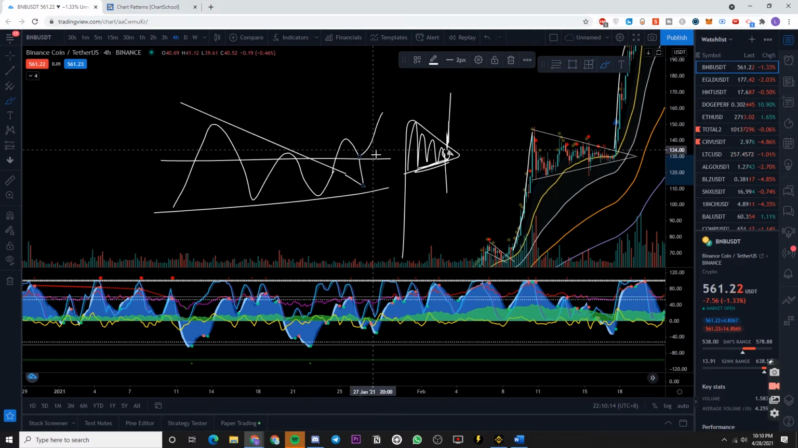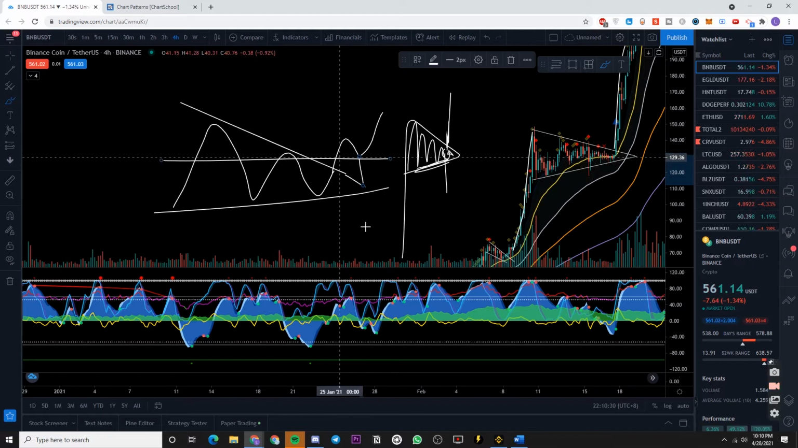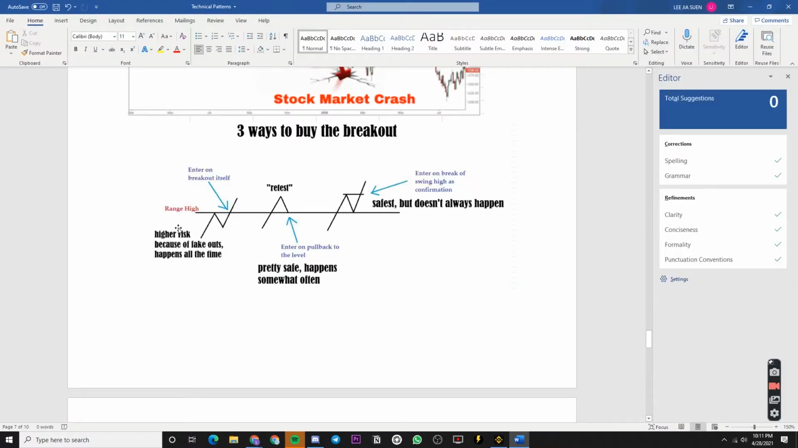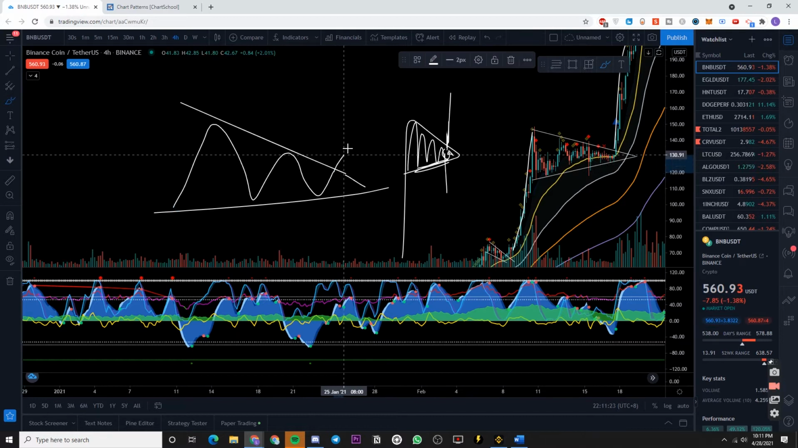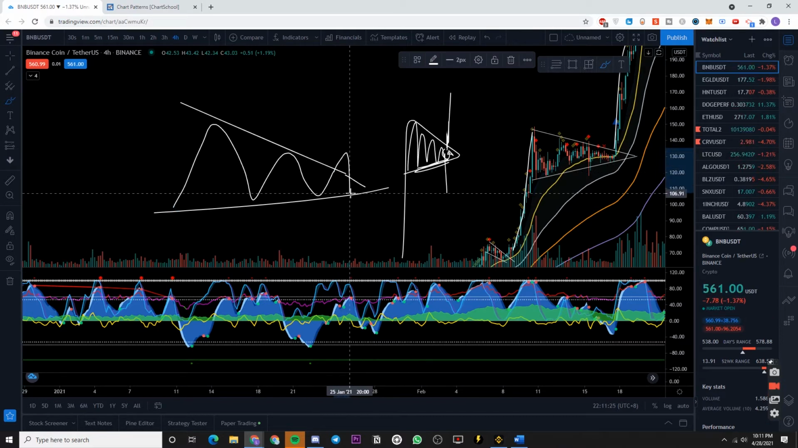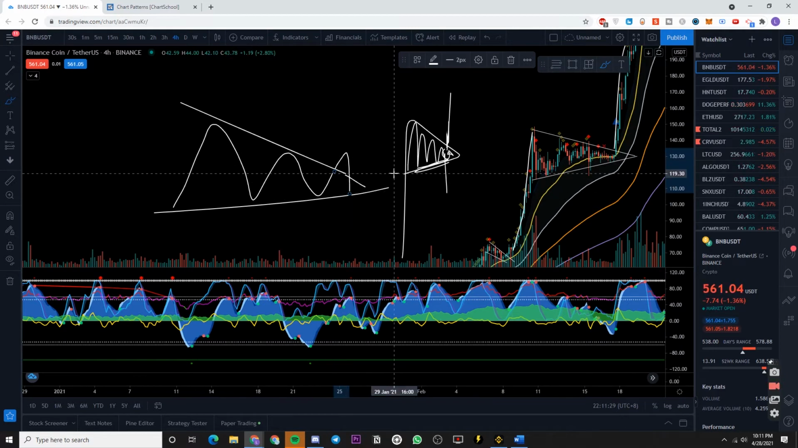Yeah, this is very important to understand. When you buy a breakout, you have 3 options. The first is you enter on the breakout itself. See here, it's high risk because of fake outs. A fake out is simply when the price breaks out of the pattern, but it comes immediately back into the pattern, right? So this is also known as either a fake out or a bull trap.